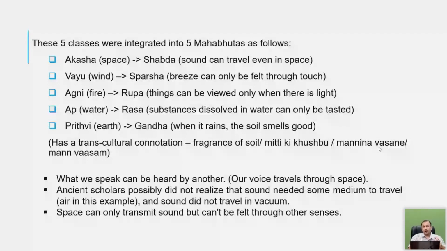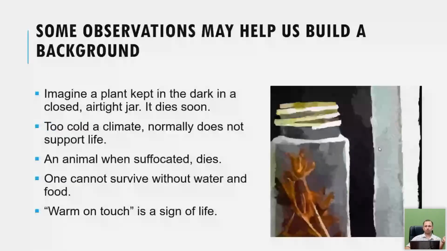But of course, the Panchamahabhuta theory could not explain health and disease, because there is no difference between this table and a human body, or between a rock and a human body. So there was a need which was felt for the development of another theory that could explain systematically the various aspects of health and disease. For that purpose, Tridosha theory was evolved. Some basic observations may help us build the background. I'm trying to build the background of Tridosha theory, right?